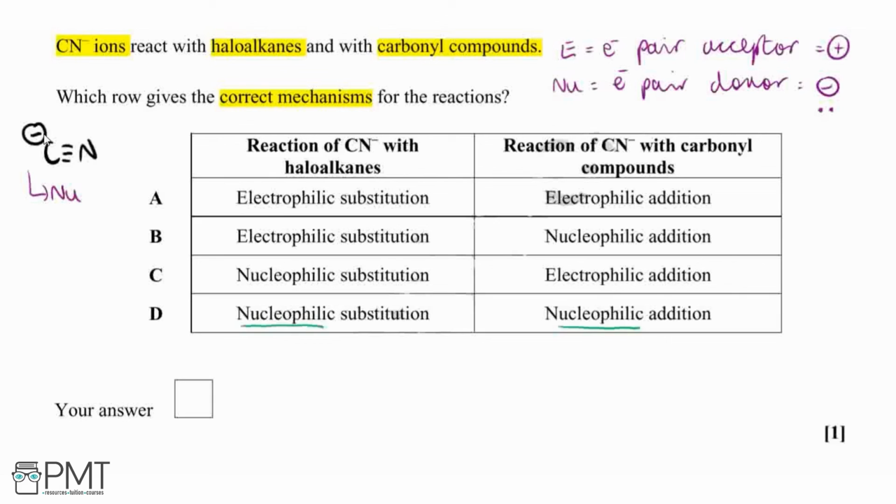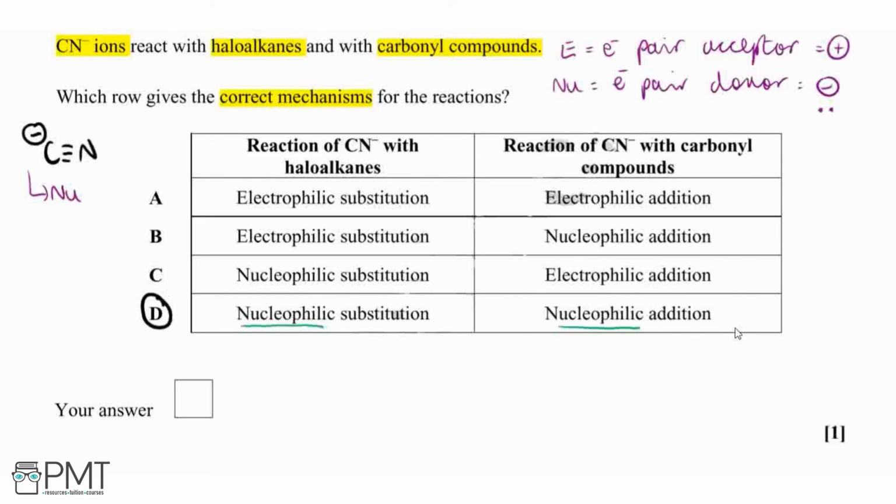Therefore, just from this information alone, we can see that our answer is option D, but we can confirm this by double checking that our cyanide ion acts as a substitution for the haloalkanes and as an addition reaction with the carbonyl compounds. So let's have a look at a couple of examples just to confirm this.